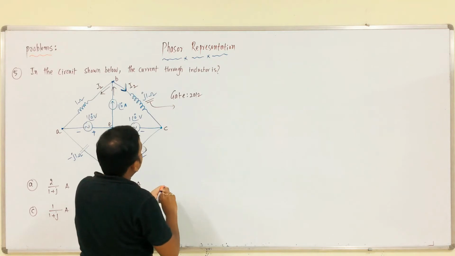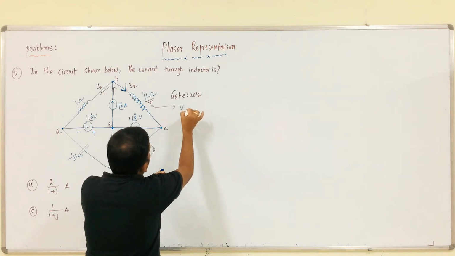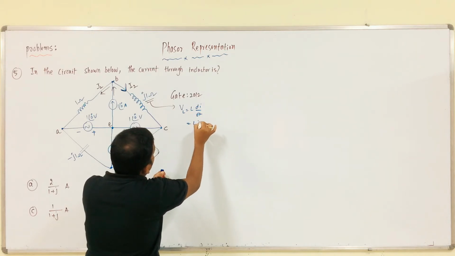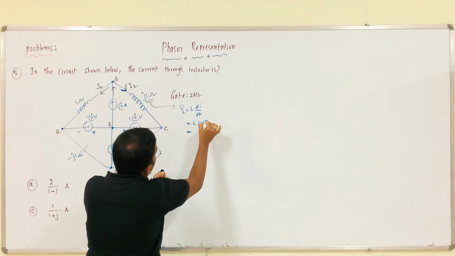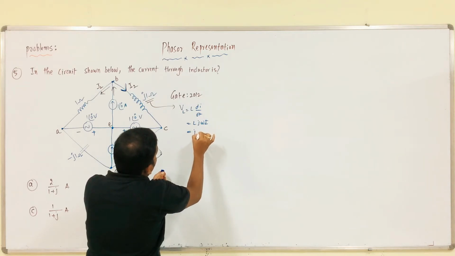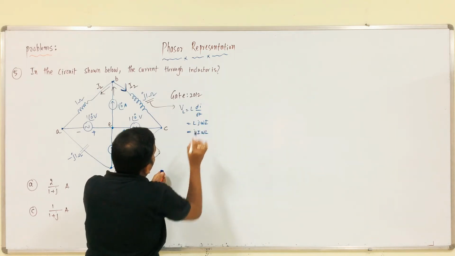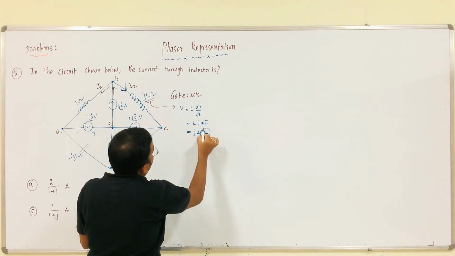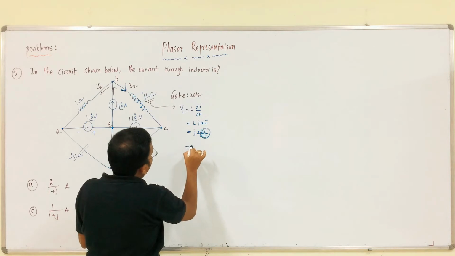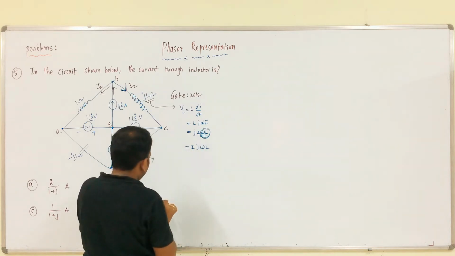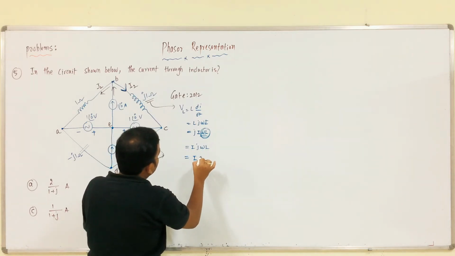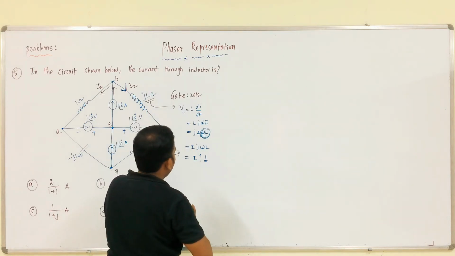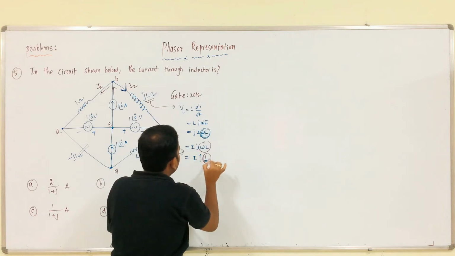Last class we derived that it is equal to L into di by dt. In place of di by dt, let us substitute j omega. Therefore, j I omega L. This is nothing but the omega L value. So, I into j omega L, which is nothing but I into j. This omega L is nothing but this one.